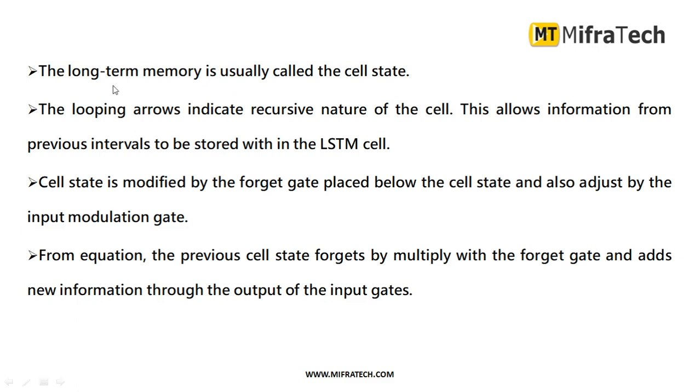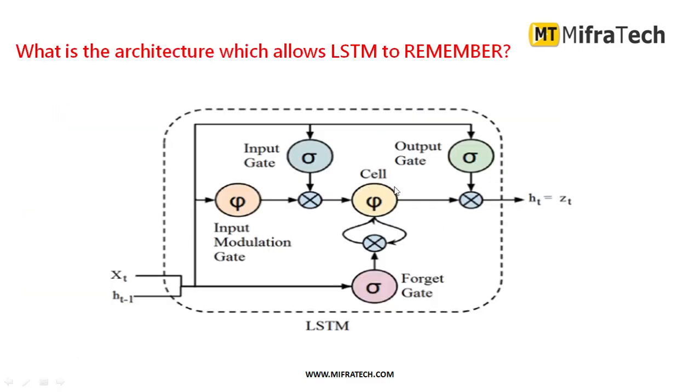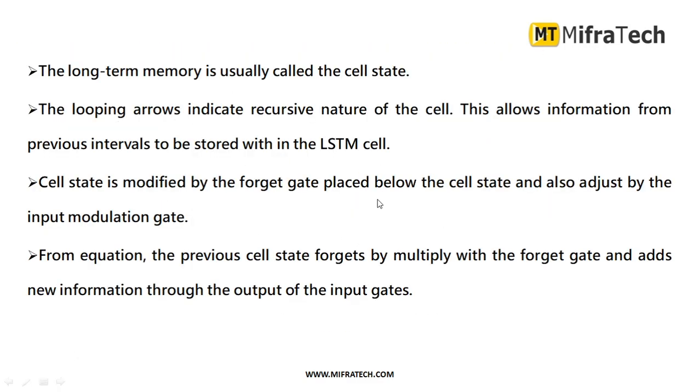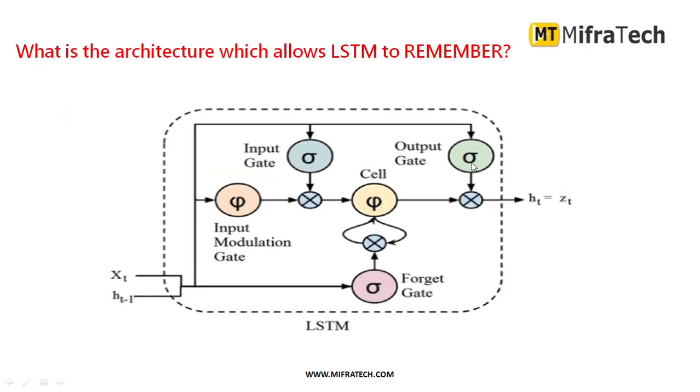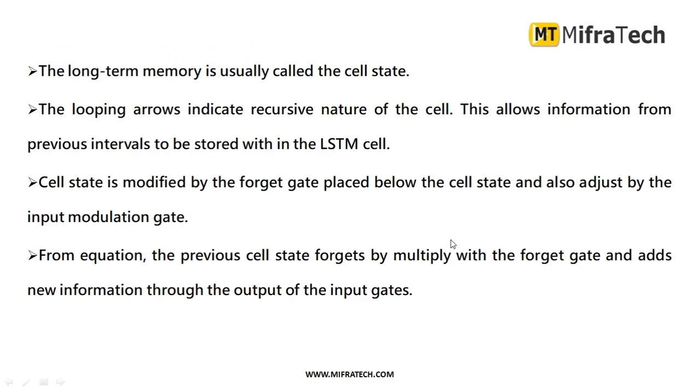See, first the long-term memory, which helps us store information, we usually call it the cell state. Here you can see there is a cell. This is the cell state. The looping arrows indicate the recursive nature of the cell. This allows information from previous intervals to be stored within the LSTM cell. So whatever information comes from the previous interval will be stored in this LSTM cell.